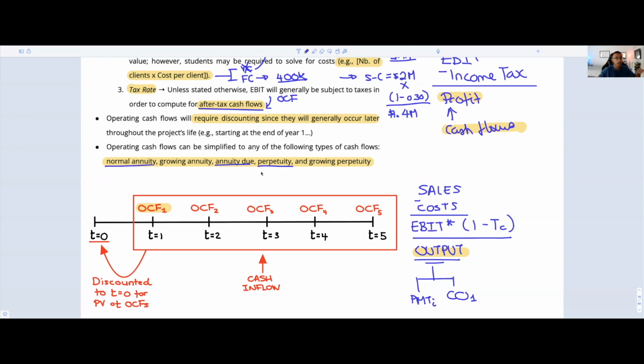You found your payment, right? If it's constant. I'll give you another example so it's very clear.